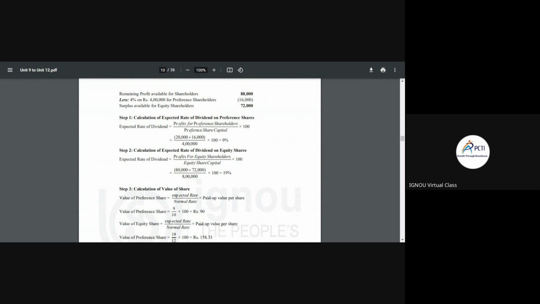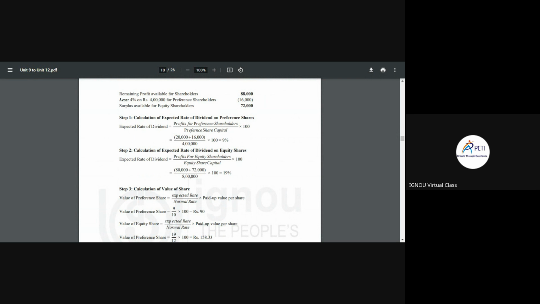So in step 1, calculation of expected rate of dividend on preference shares. The expected rate of dividend will be profit for preference shareholders divided by preference share capital multiplied by 100. So 20,000 plus 16,000 divided by 4 lakh, multiplied by 100, is equal to 9%.